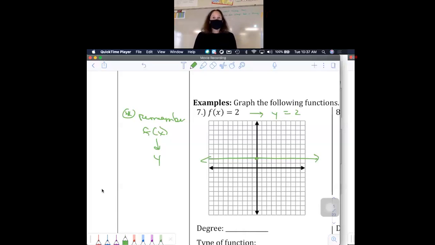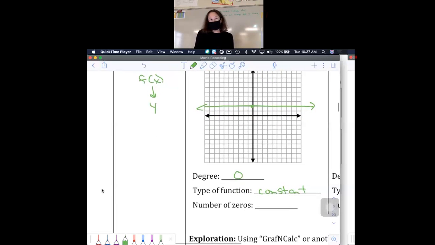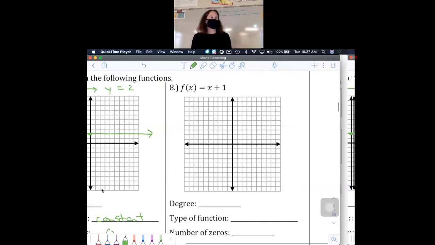What degree is it? Yes, the degree is the number, so the highest exponent would be 0, therefore making the type of the function a constant. And when I say number of zeros, remember those are your solutions, your x-intercepts, your roots. All of those mean the same thing. So how many zeros do I have for this function? How many times does it cross the x-axis? There you go. So we have 0 zeros for that function.